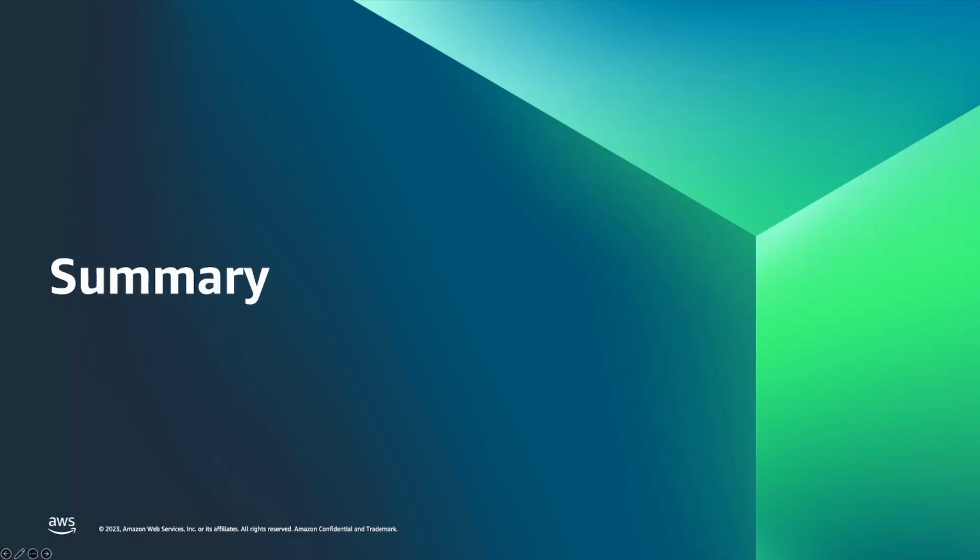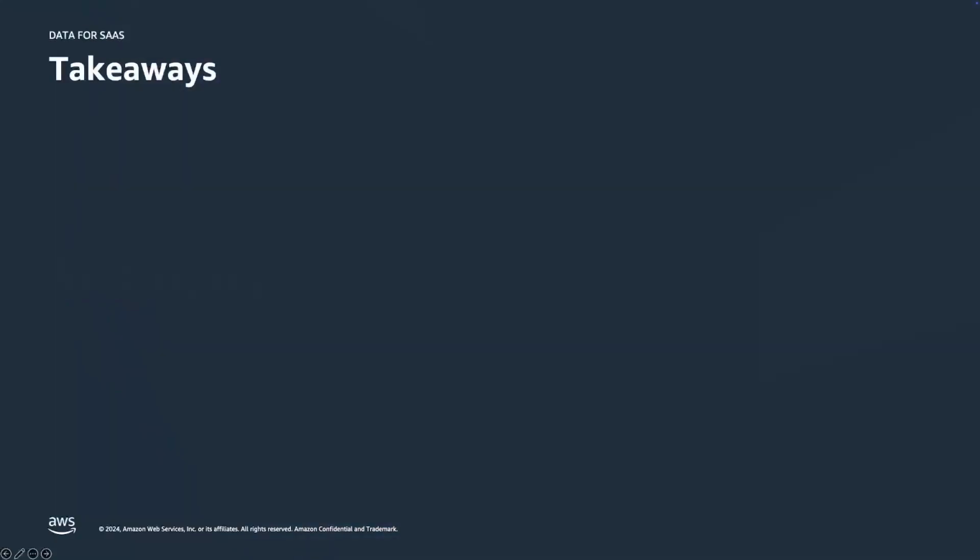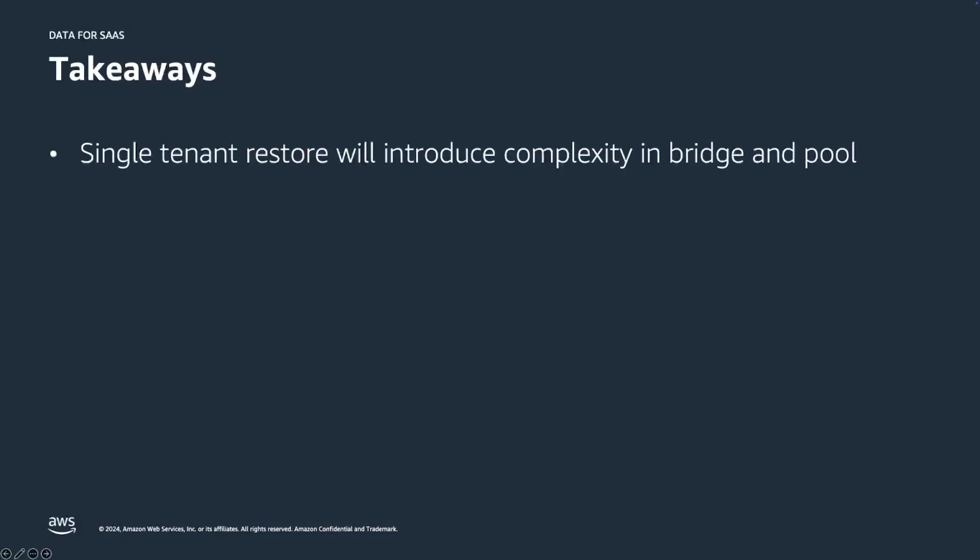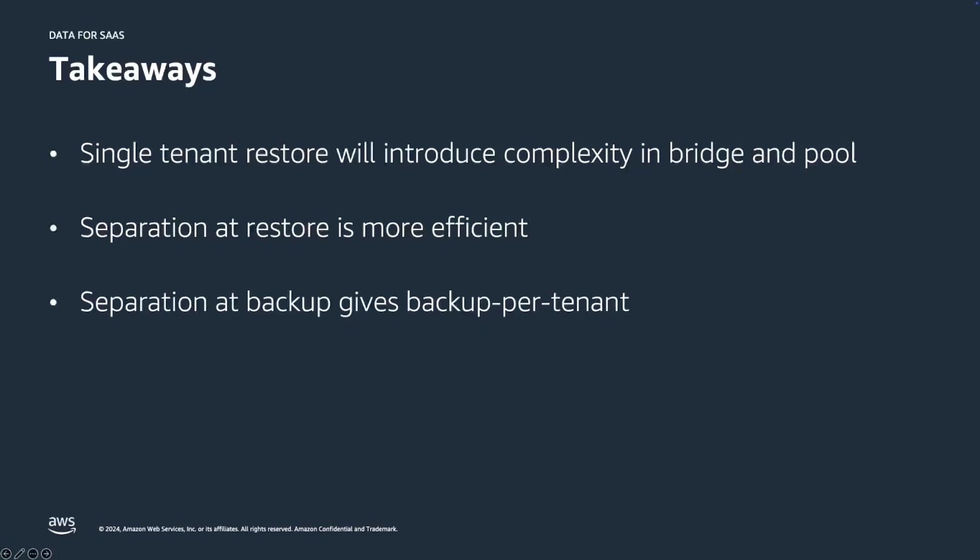In this session, we looked at the challenges of single tenant backup for SaaS providers. Then we looked at examples to separate tenant data in shared deployment models for DynamoDB and Postgres. To summarize the main points from our session, if we want single tenant restore from a shared storage resource, then we will need to introduce complexity with a separation process. Separation at restore is generally chosen because we can use native tools to manage and perform our backups. Separation at backup gives us backup per tenant, which is useful when managing tenant data during operations like offboarding or migration, or for compliance.